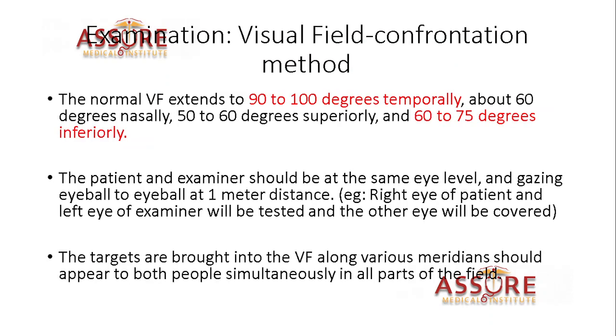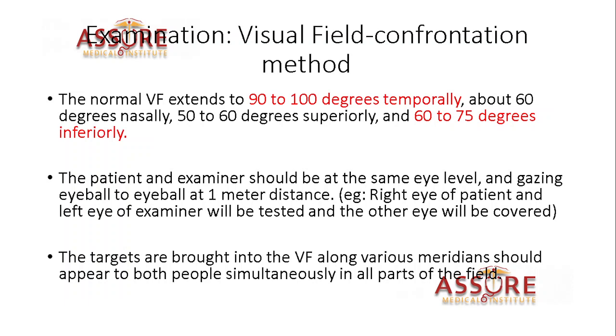Coming to visual field examination by the confrontation method, which we normally do in the clinical setting. The normal visual field extends to 90 to 100 degrees temporally, about 60 degrees nasally, 50 to 60 degrees superiorly, and 60 to 75 degrees inferiorly. The patient and examiner should be at the same eye level, gazing eyeball to eyeball at usually 1 meter distance. For example, the right eye of the patient and the left eye of the examiner will be tested, and the other eyes will be covered.